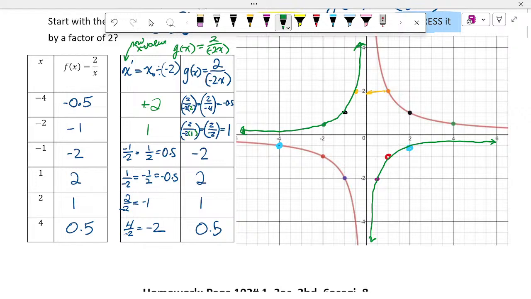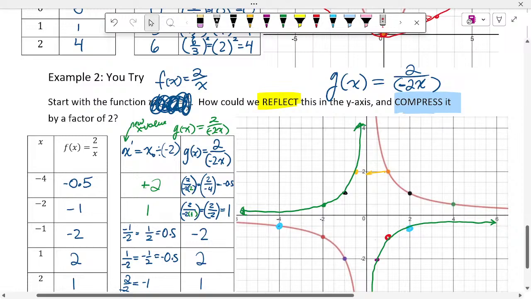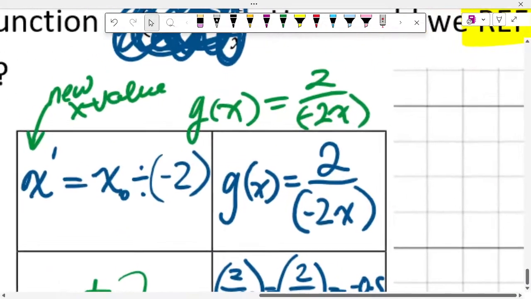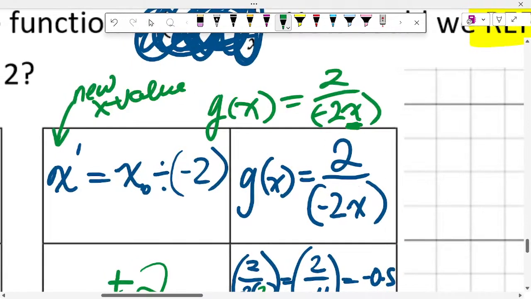Yes, ma'am? Yep. Because if we want to modify the x, we have to change the x, not the function, right? Now, could you factor that 2 out and divide it? Yes. But I don't want to show it that way because I want to show us modifying the x. That would be changing the y's.